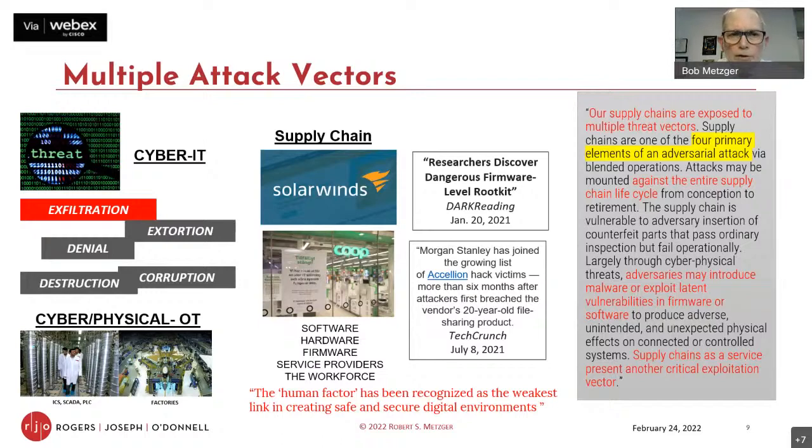Those are network delivered attacks against your premises systems or storage. We also looked at cyber physical systems and operational technology. We looked at supply chain and broke out the distinct sub-vectors of software, hardware, firmware, and service providers, and the workforce. And the workforce is actually the 4th category. It doesn't seem to come out with the right emphasis.